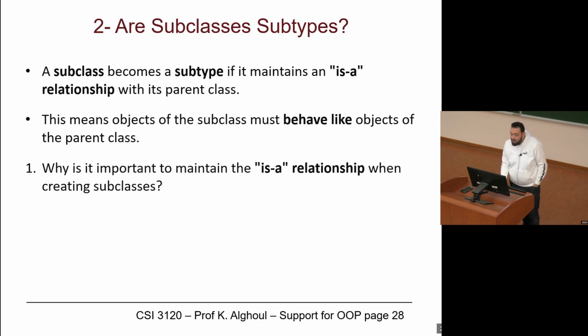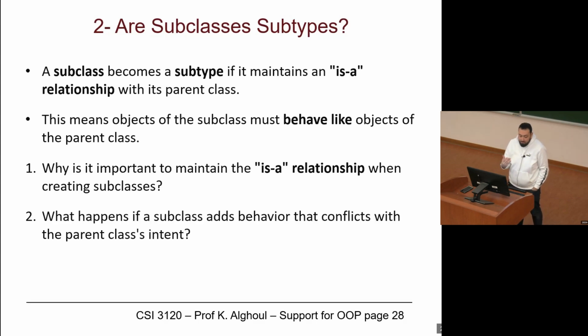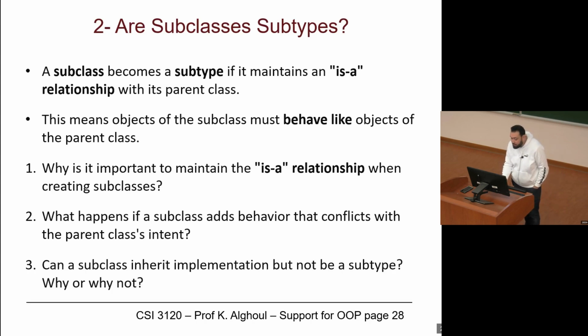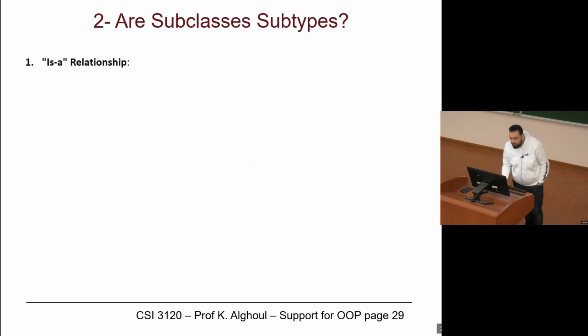Why is it important to maintain the is-a relationship when creating subclasses? And then these are questions that are asked on the design decision to make. And what happens if a subclass adds behavior that conflicts with the parent class's intent? And can a subclass inherit implementation but not be a subtype, like the example that I gave? So should I allow it to inherit, even if it's not a subtype, why and why not? So these are the questions that they will ask for this design issue. Now, what is an is-a relationship?